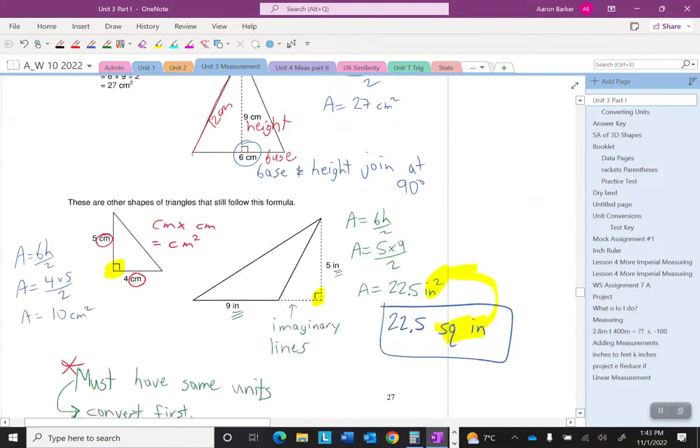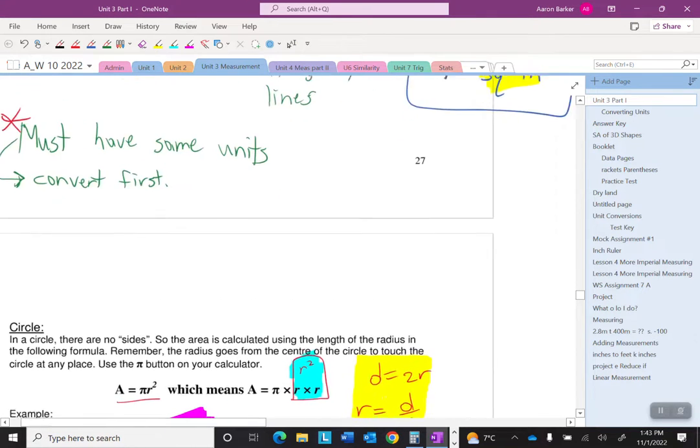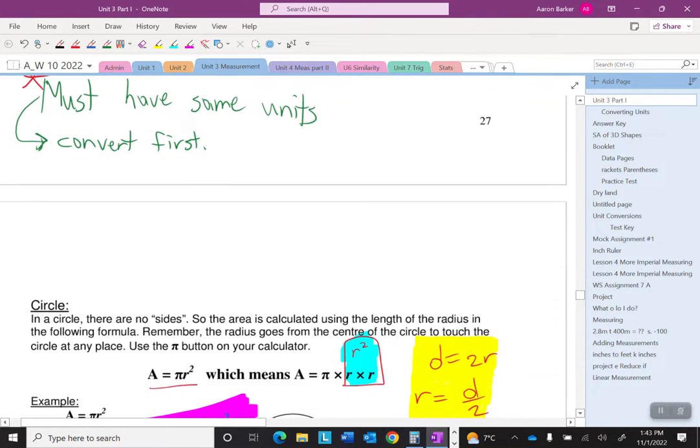Okay. So going on then. Now we have the circle. For your circle, A equals pi times r squared. And what does r squared mean? It means r times r. So you should highlight this, please. Write down r squared equals r times r.